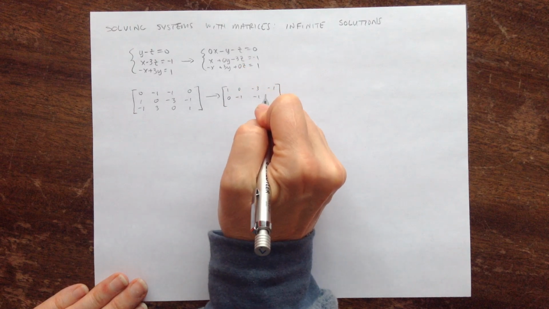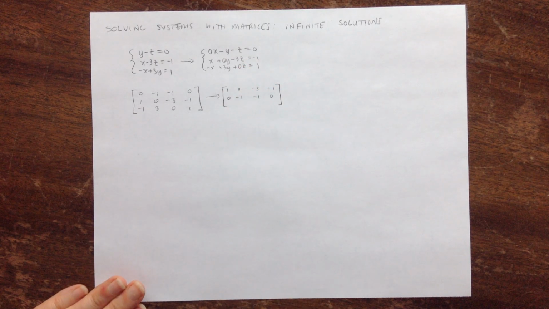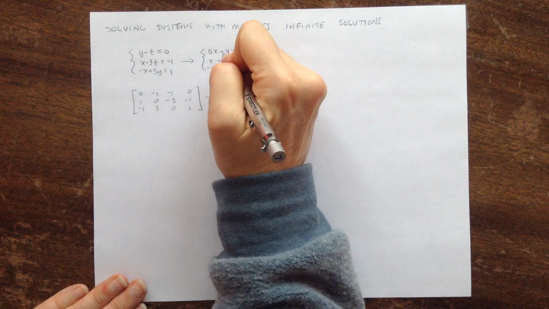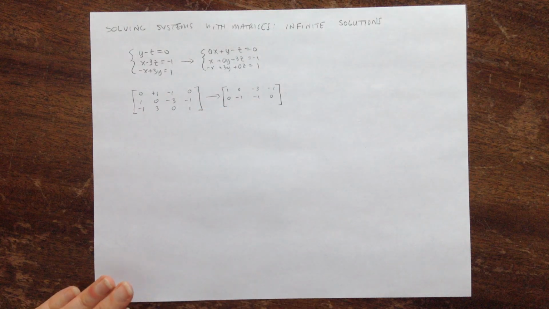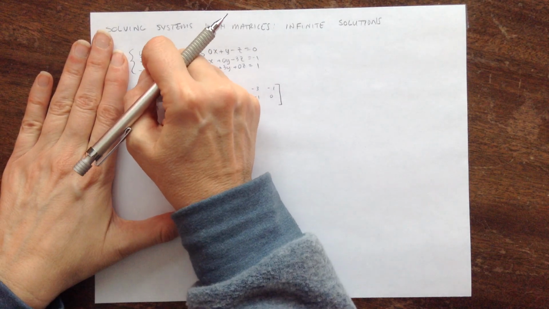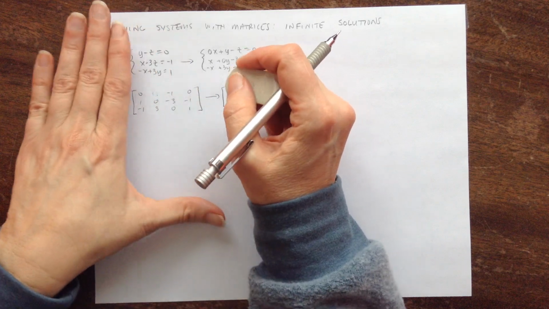Zero, negative 1, negative 1, 0. Oh, sorry, this is a plus y, so this should be plus 1. And that's a plus 1. Let me erase that.